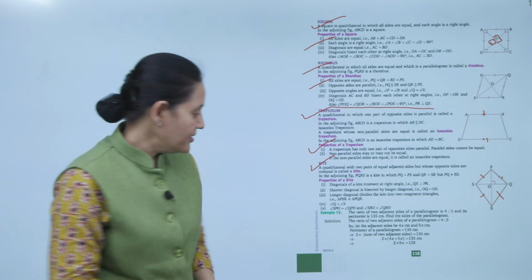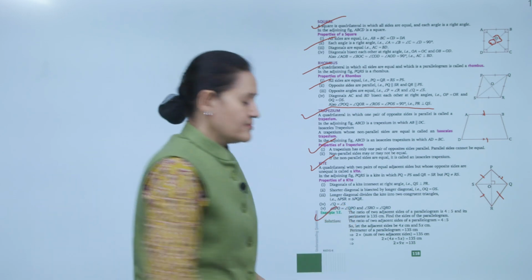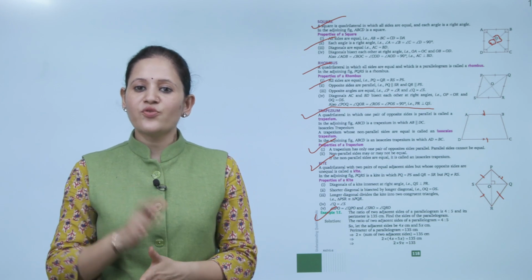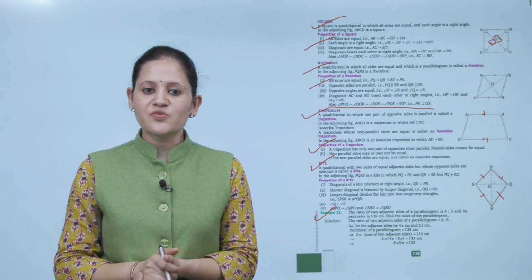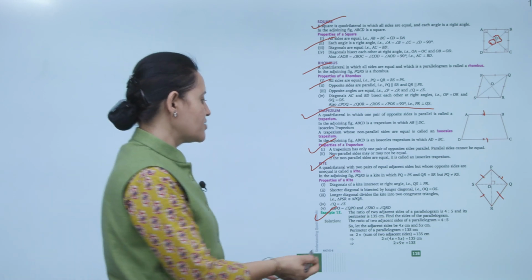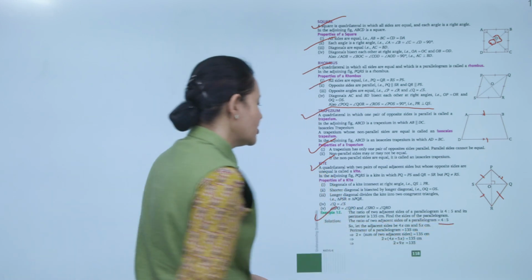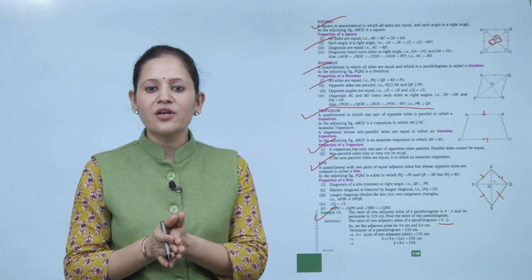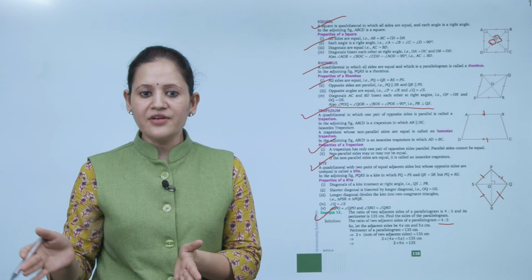Now we will take an example. The ratio of the two adjacent sides of the parallelogram is 4:5 and its perimeter is 135 cm. Find the sides of the parallelogram. So the ratio is 4:5. So let the adjacent sides be 4x and 5x. So the perimeter of the parallelogram is equal to 135.